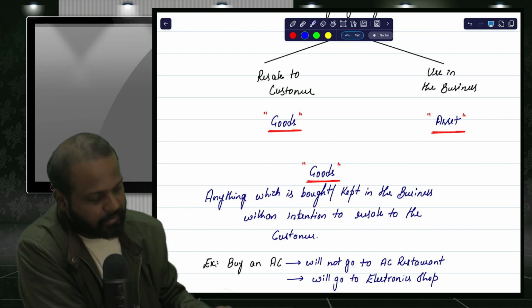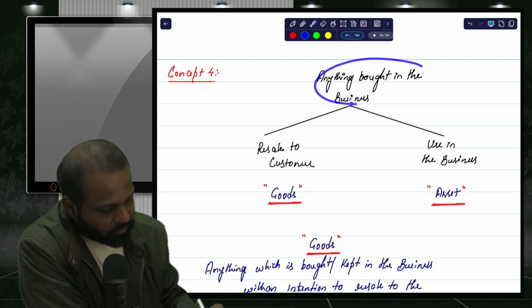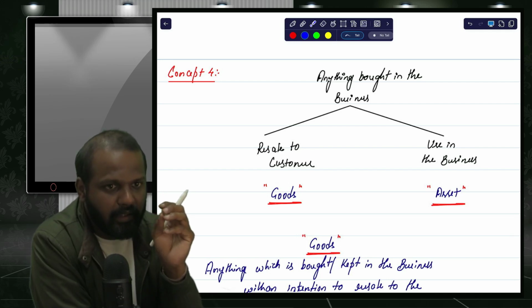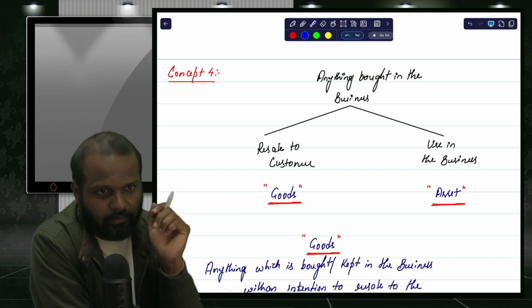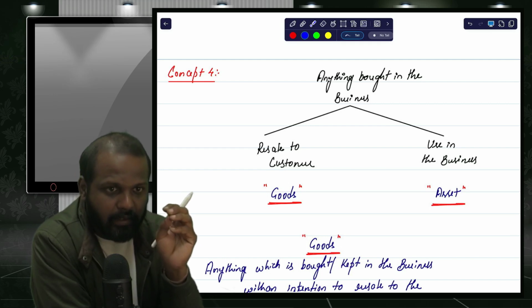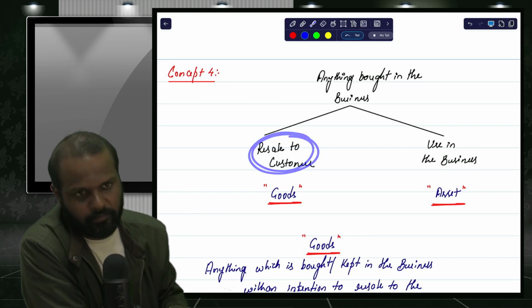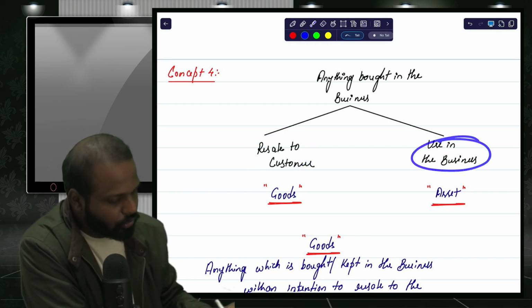Let us understand like this. Anything which you are going to buy in the business, anything which is bought in the business, either they are purchased with an intention to resell to the customer or with an intention to use it in the business.